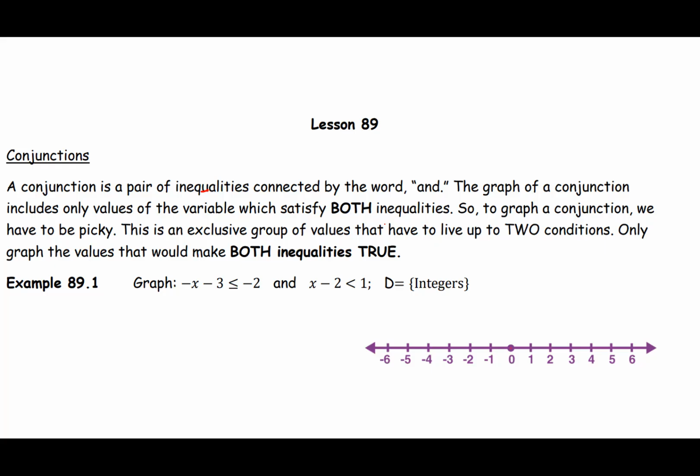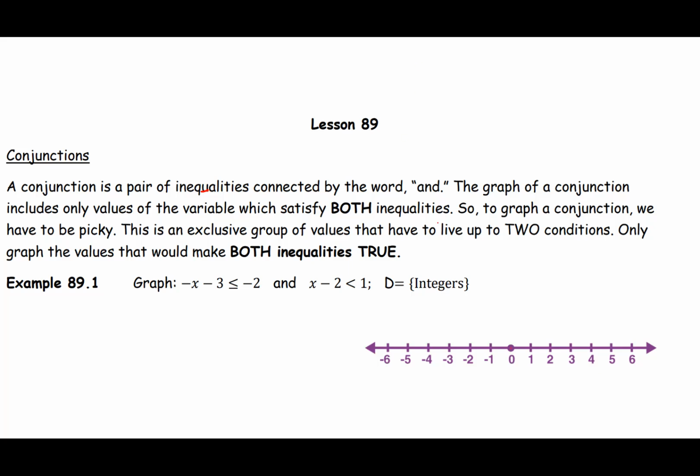This is tricky because we're going to also talk about disjunctions, and it's easy to get confused on these. So conjunctions, remember, are more exclusive. You're only graphing values of x on your number line that would actually work in both inequalities. So we want to graph the values of x such that negative x minus 3 is less than or equal to negative 2 and x minus 2 is less than 1.